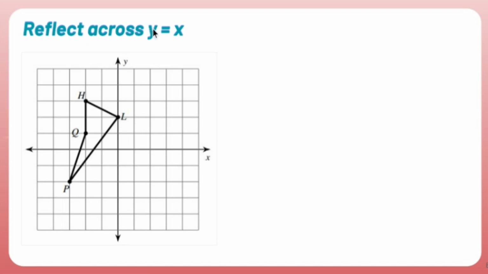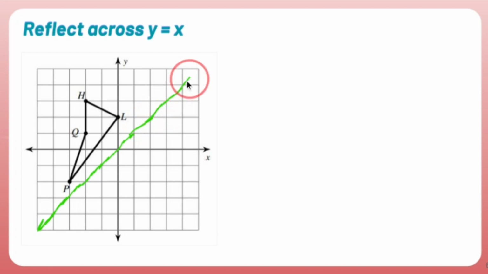Reflect across y equals x. This is hard for me to do visually, but I'm going to try my best to do this. Okay, I'm going to draw out the y equals x line, and as you can see, I screwed that up already. Now it's not looking so bad.